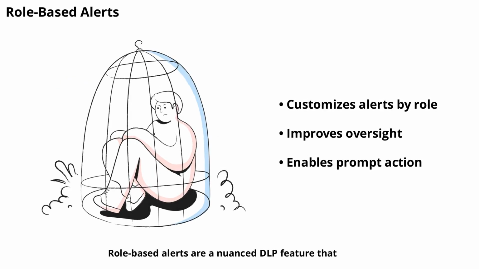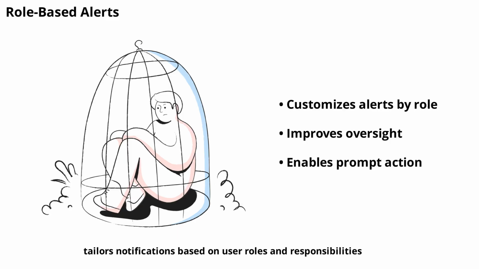Role-based alerts are a nuanced DLP feature that tailors notifications based on user roles and responsibilities. For example, if a junior employee attempts to export a large batch of invoices, the system can alert a supervisor or require additional approval. This targeted approach ensures that the right people are informed of potential risks, allowing for faster and more effective responses to unusual activity.